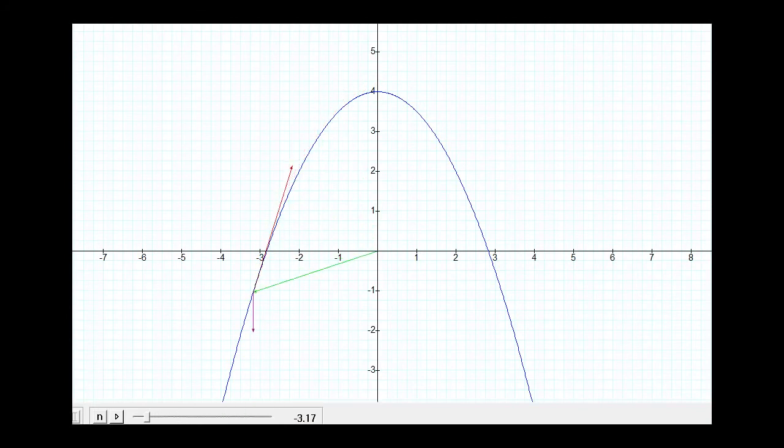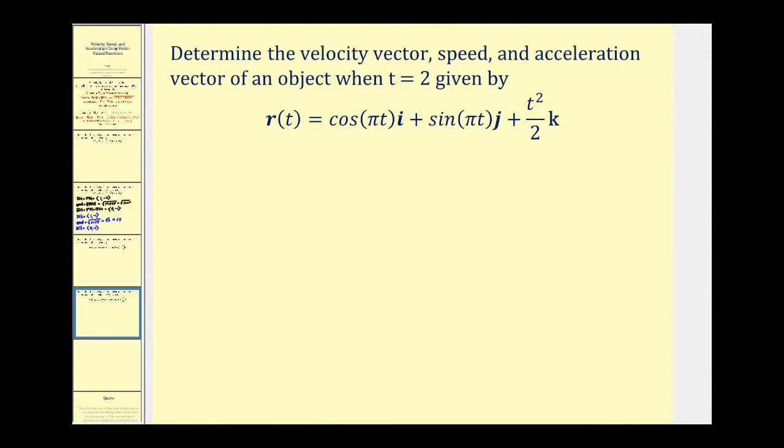Let's go and take a look at one more example. Here we want to do the same thing. We want to find the velocity vector, speed, and acceleration vector of an object when t is equal to 2, given by this vector valued function. Let's start by determining the velocity vector value function, which will be the derivative of the given position function.